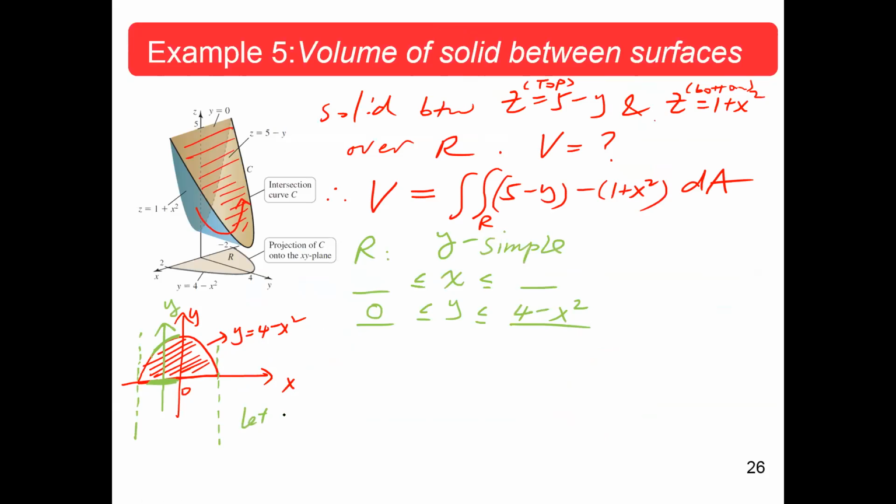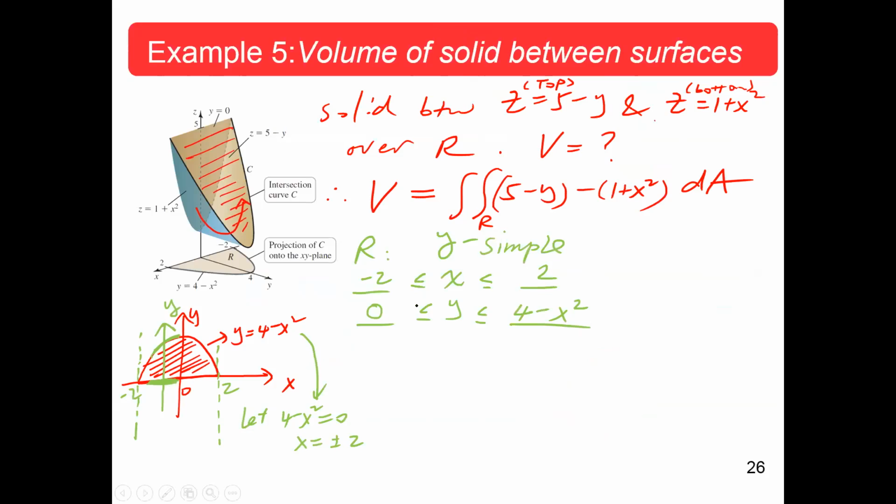We're going to let 4 minus x squared equal 0. Let this parabola be set equal to 0. Correct. So x will be plus or minus 2. So here will be 2, here will be negative 2. So my x will be bounded by negative 2 and positive 2, or the left and right.